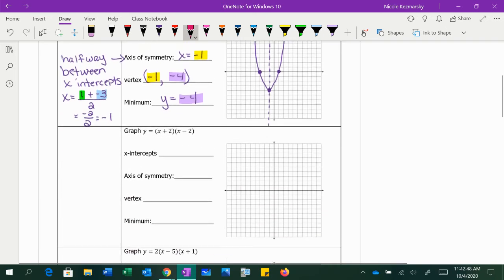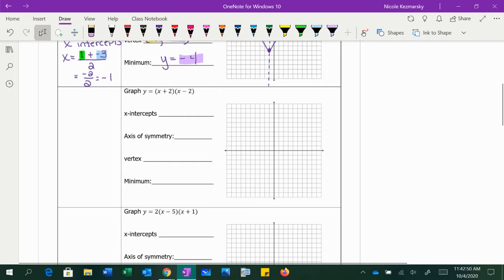Let's try the next one. So for the next one, I'm looking for those x-intercepts. So I see +2 and I see -2, which means (-2, 0) is one x-intercept and (2, 0) is the other x-intercept. So I'm going to plot them. So I'm going to say -2 and +2.